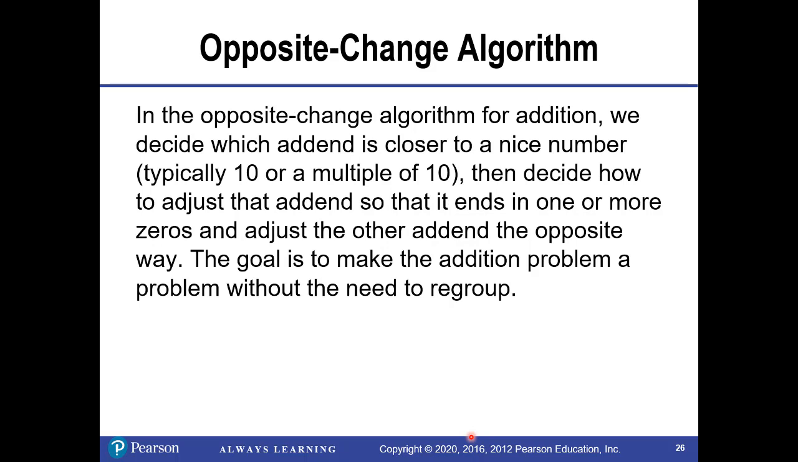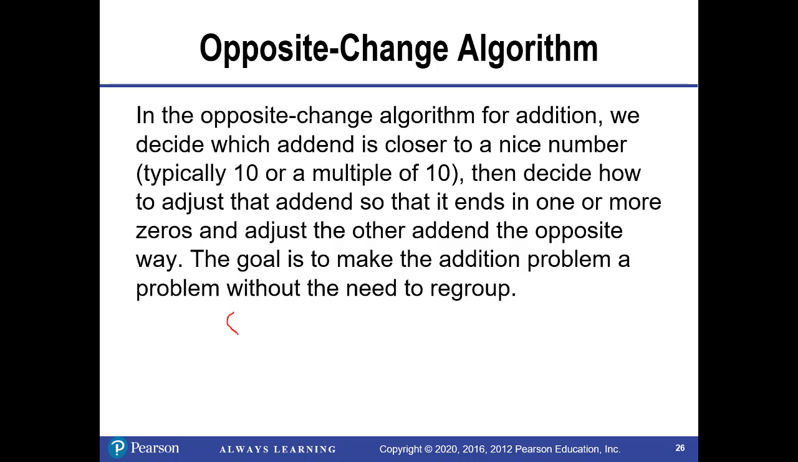In the opposite change algorithm, we decide which of the addends, remember addends are the numbers we add together in an addition problem, is closer to a nice number. And by a nice number, we mean a number that's really easy to work with, which is usually going to be 10 or a multiple of 10. And then we decide how to adjust that addend so that it ends in 1 or more zeros, and adjust the other addend the opposite way. So let's look at this as an example.